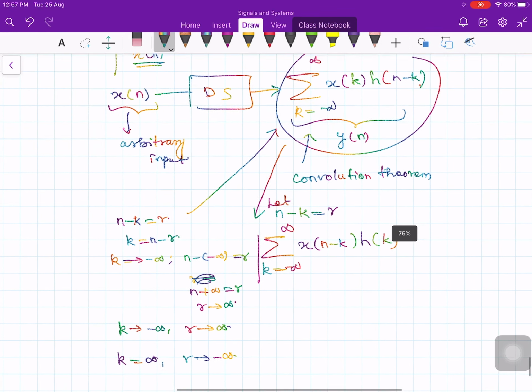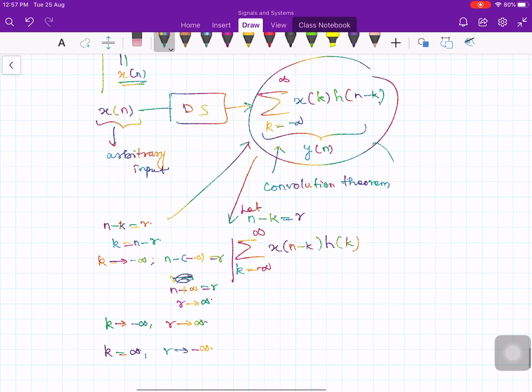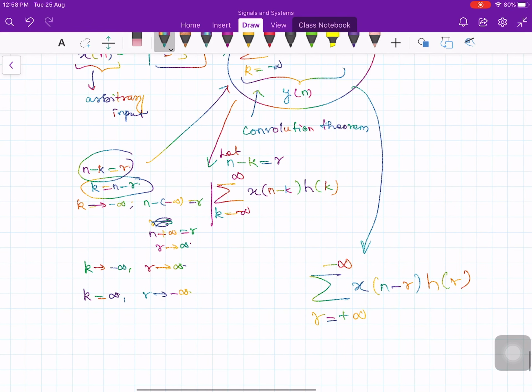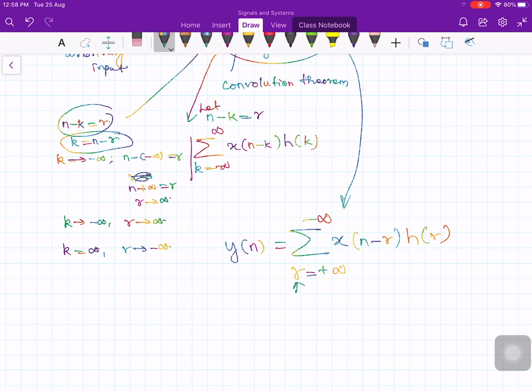Now, this one becomes sigma, instead of k I have r now, r equal to plus infinity to minus infinity, then x of k will be replaced by x of n minus r, and h of n minus k is h of r, and this is the y of n. Now, after all, in this summation, r is a dummy variable, right. So, if it is a dummy variable, then you can change to some other dummy variable.